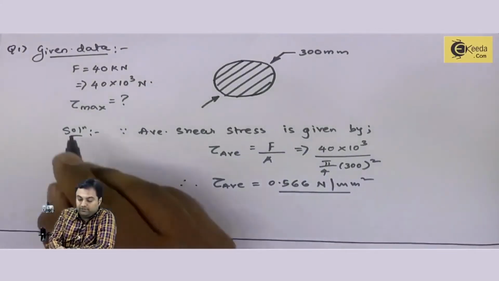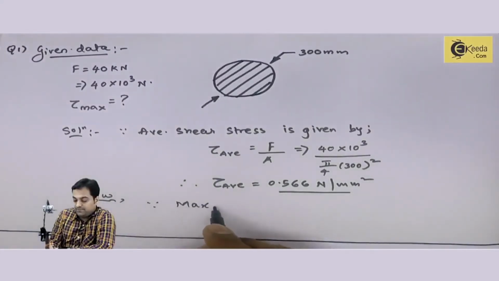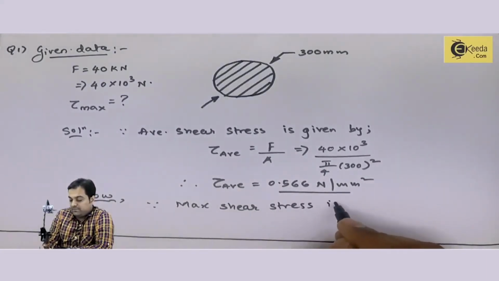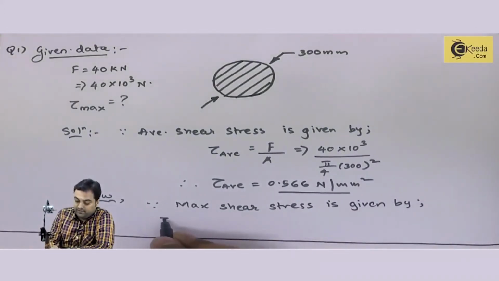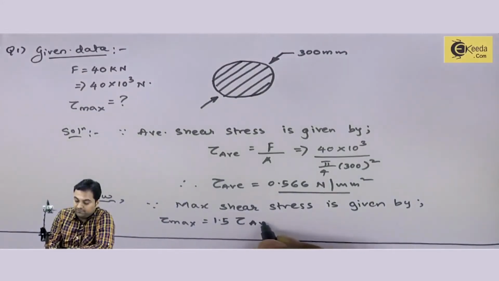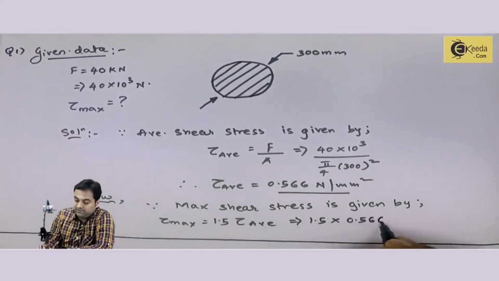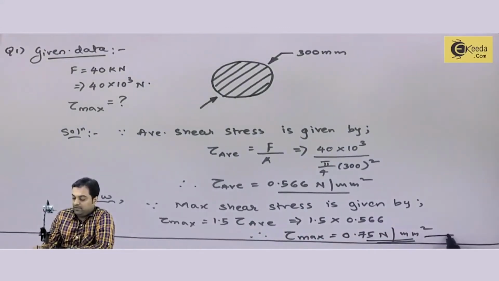Now I want to calculate maximum shear stress. So since maximum shear stress is given by tau max is equal to 1.5 times of tau average. So that is equal to 1.5 into 0.566. So my answer of tau max is equal to 0.75 Newton per mm square.